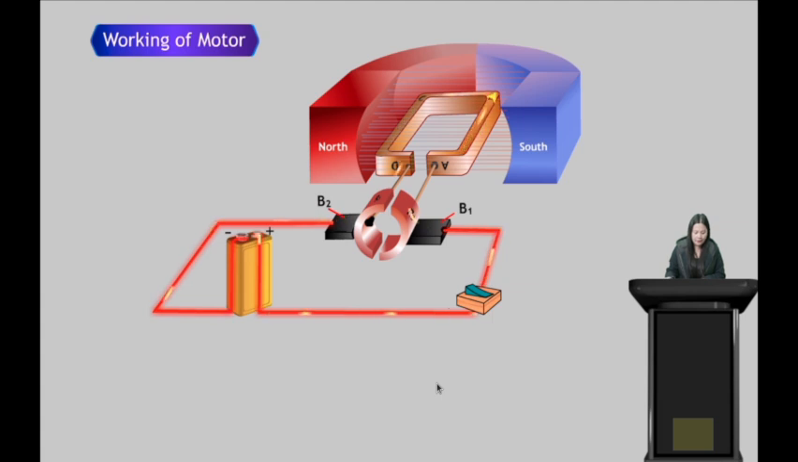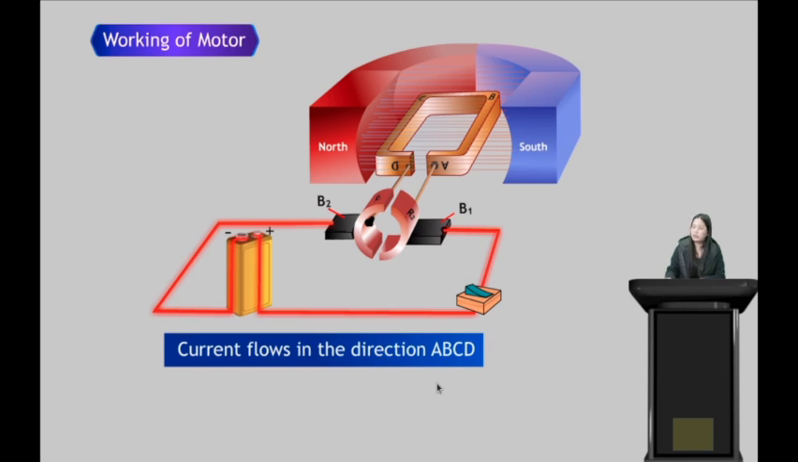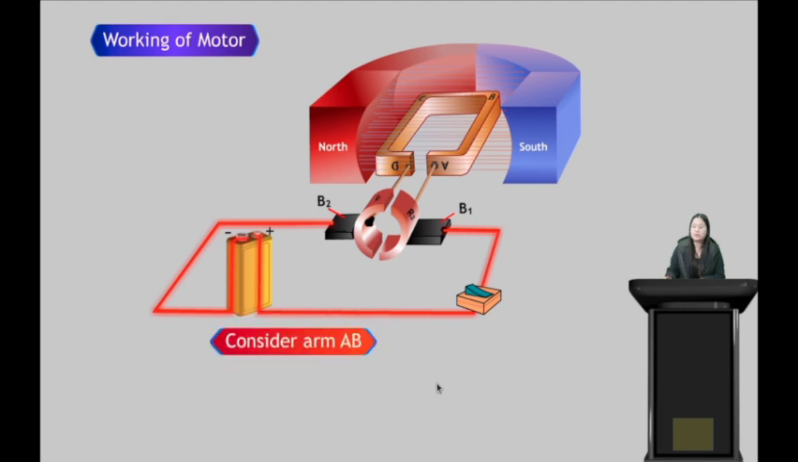Now let us see again here. But the direction of current is the same because we have not changed the connection of current. Now, in this case, current flows in the direction of A, B, C, D. In the first case, direction of current was from D, C, B, A, right? But now the direction of current is from A, B, C, D. Now, let us consider arm AB.